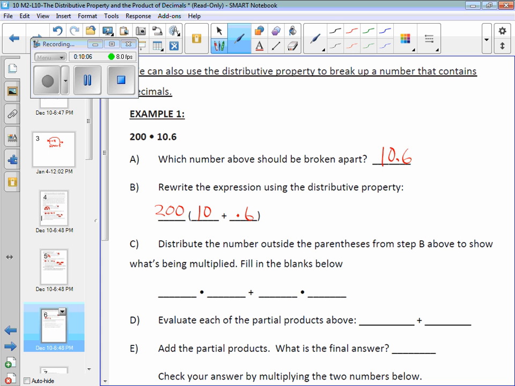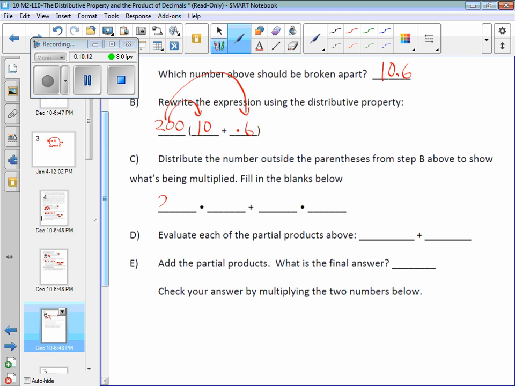Same thing. Multiply each number inside. We've got 200 times 10 plus 200 times 0.6. Well, let's do the easy one first. 200 times 10. What do you got? Sounds good. Now here comes the tricky one.